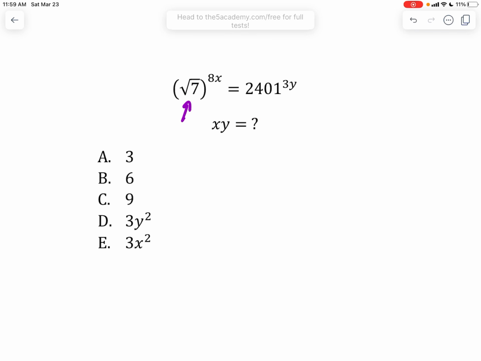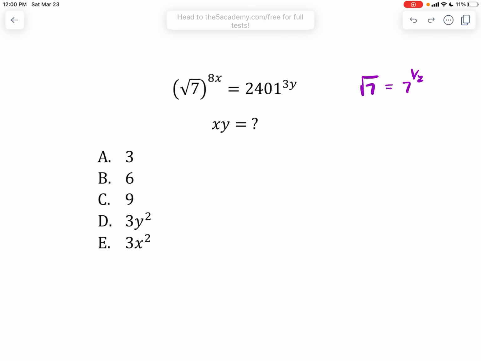Square root of 7, all to the 8x, is equal to 2401 to the 3y. So what is x times y? All right, so weird problem, but let's see what we can do to evaluate this. First of all, we have this square root of 7, which is really the same thing as writing 7 to the half. So I want to get rid of this square root and rewrite this as 7 to the half so that I can multiply this exponent into the half exponent right there.